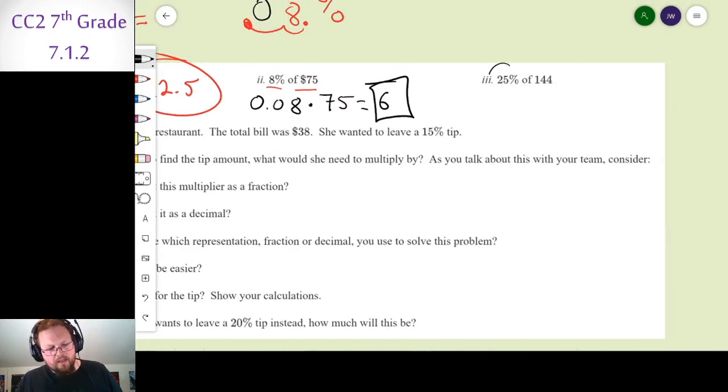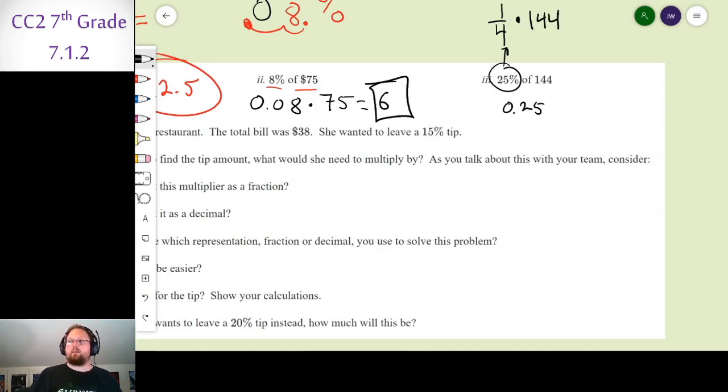And 25% is interesting because yes, you could do 0.25, but this one's actually easier if you recognize that 25 is another way of writing a quarter. And so it is 1/4 times 144. And then you can simplify it that way after you've done that. Okay, you could just simplify that.